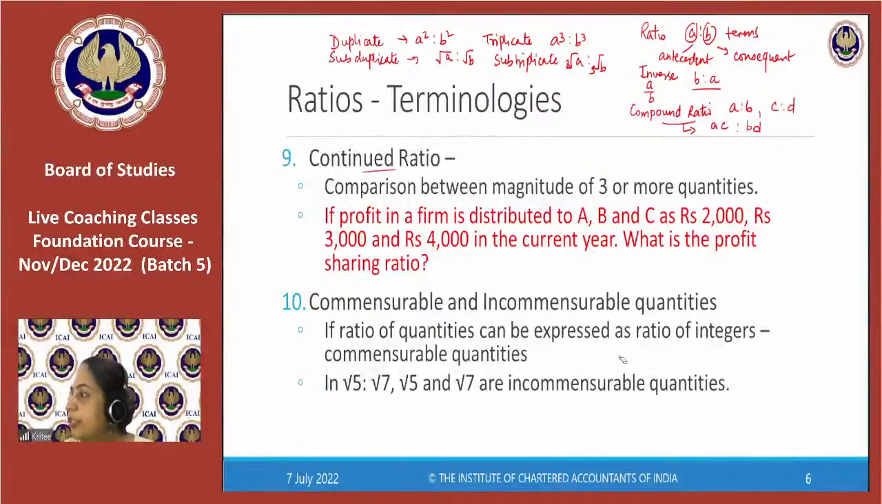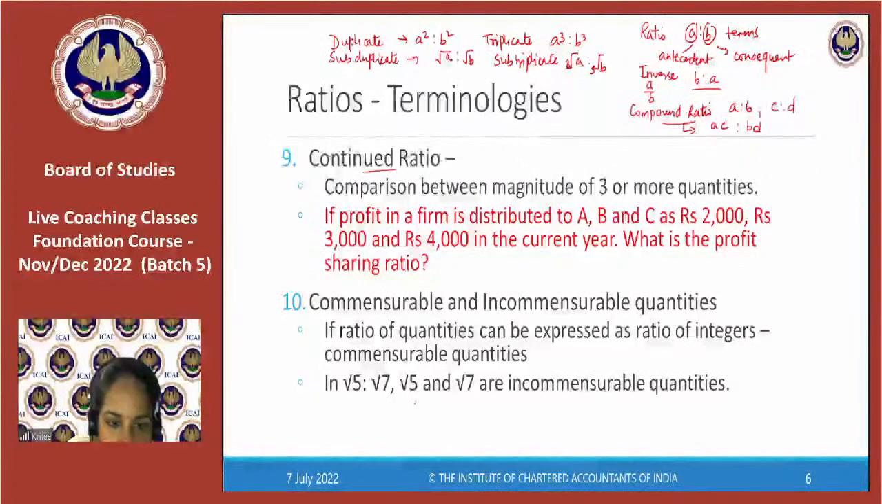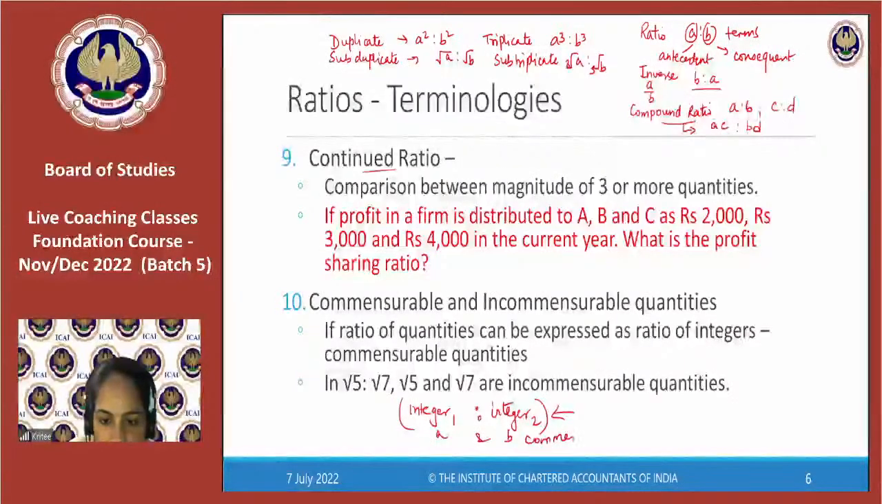I am getting a question: is 3 is to root 2 commensurable or incommensurable? It is incommensurable. Is that okay? Basically, I'll just quickly tell you, the ratio should be integer 1 is to integer 2. If you can express any ratio in this form, then these terms A and B will become commensurable.